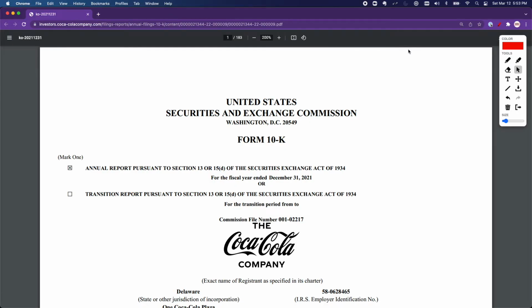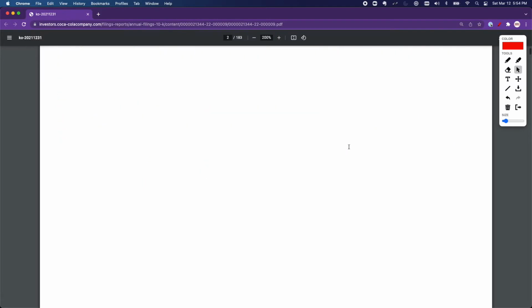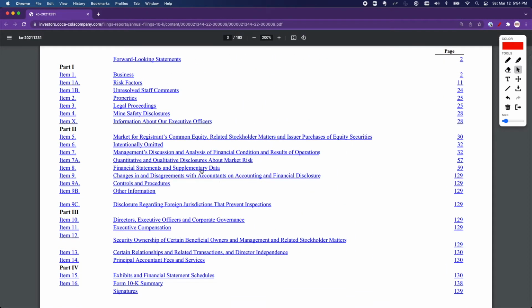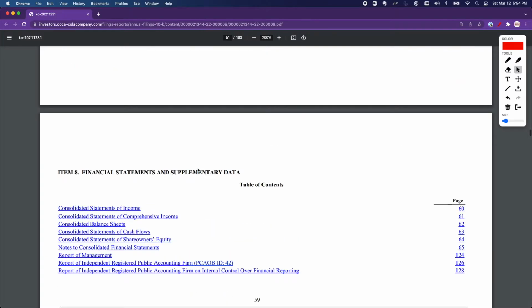Okay, perfect. So we have now here the 10K form from Coca-Cola for the fiscal year that ended this past December. So this is the latest 10K form. So if we go now to the statement of cash flows, we have to go to the financial statements and then statement of cash flows here.